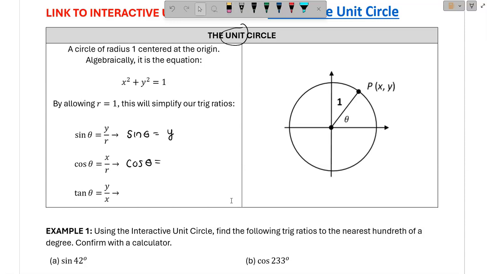What this actually does is something interesting for tangent, because tangent we learned as the ratio y over x. But since we just got done saying that sine is equal to y and cosine is equal to x, a new way to define tangent is actually the ratio sine over cosine. Still y over x, but now we're using these unit circle definitions. Now, why is this so powerful?